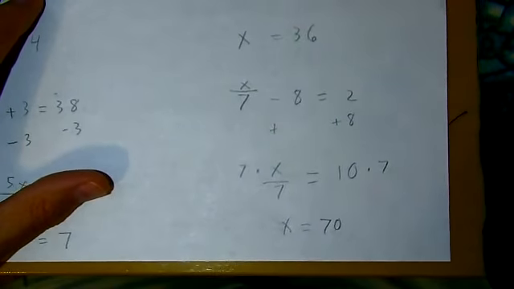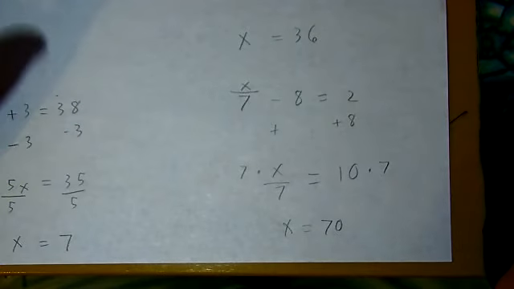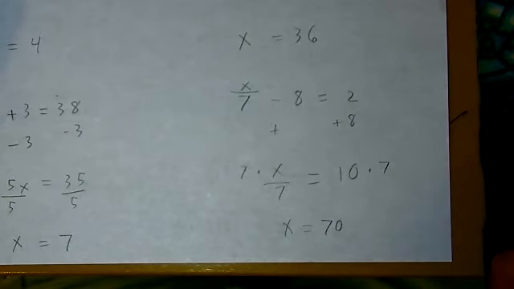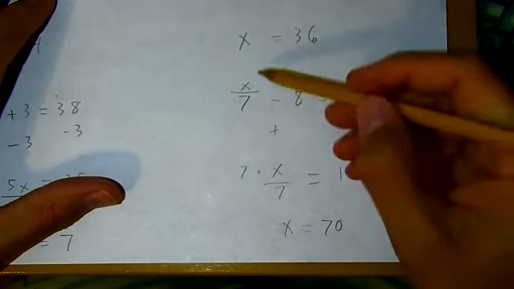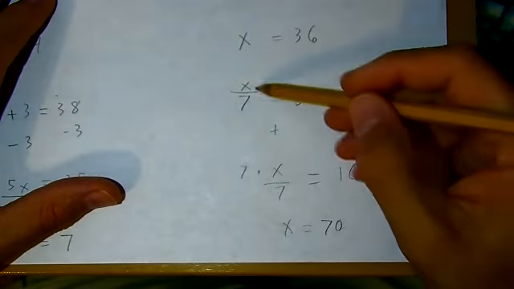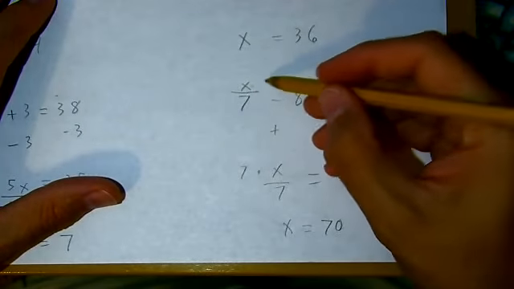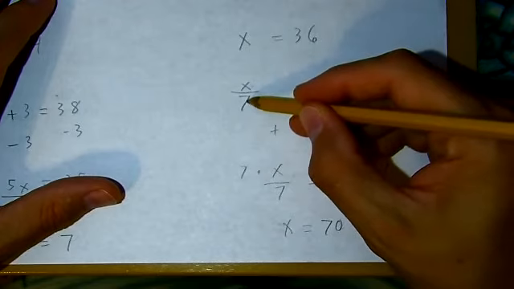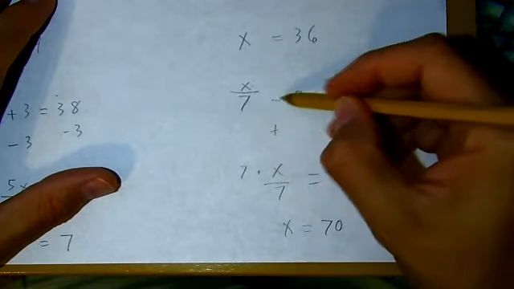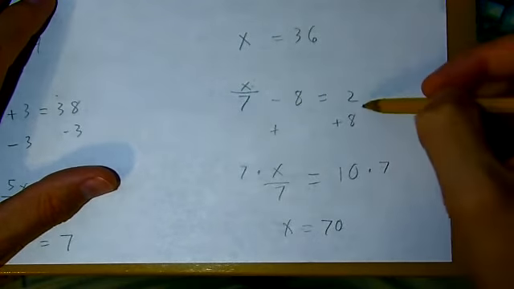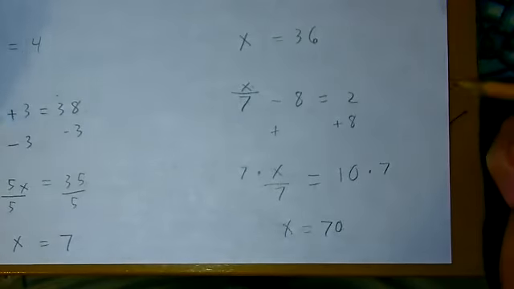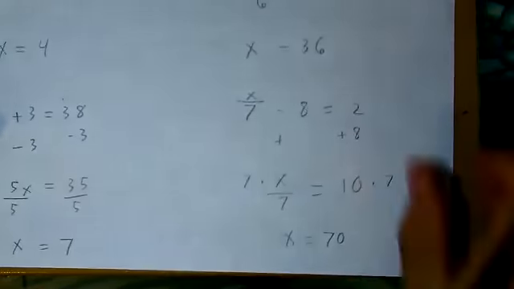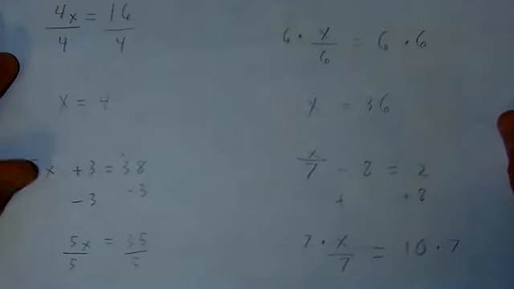Now, I didn't tell you this, but you can always check your answer when you get to the end. Let's say you didn't have answers and you're on a test. You can take your answer and put it back into the problem. So take the 70 and plug it in for the x. So what's 70 divided by 7? It's 10. Subtract 8, you get 2. And over here, 2. So if you get the same answer that's on the other side, then you've done it right. Now I've put all my variables on the left-hand side.